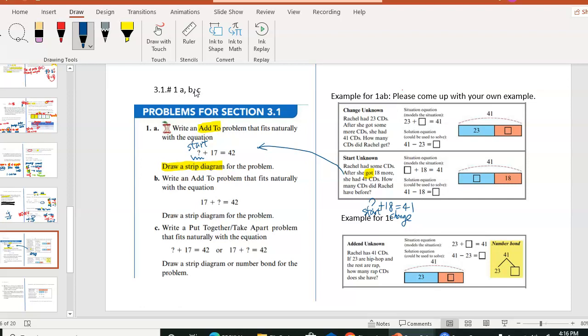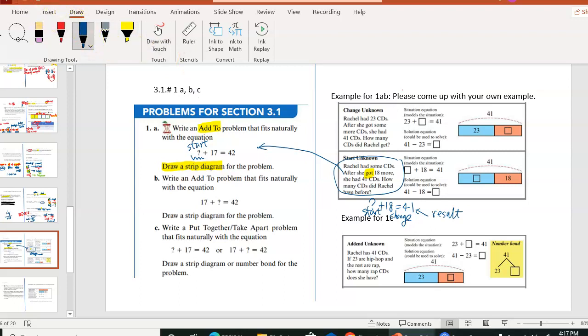And now she had 41. This number 41 is what we call the result. You start with something, then you add something, and that's the result after you add. This question is called an add to problem because of the word I used, got. And so that's the first part, write down a word problem. This is the word problem I wrote down.